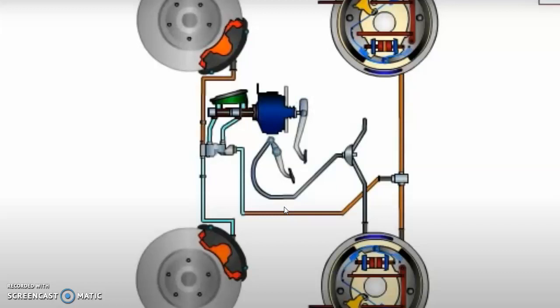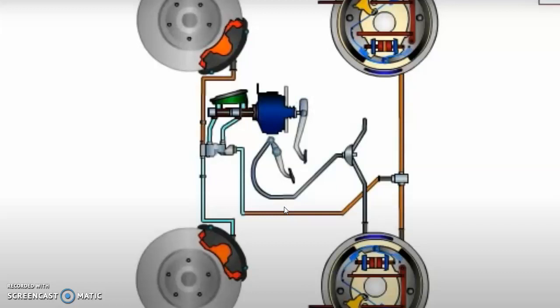As you see on the screen, it is the schematic diagram of a hydraulic braking system which is used in a car. The hydraulic braking system actually works on Pascal's law, and as far as the construction is concerned, the main components are two: one is the master cylinder and the other is the wheel cylinder, or slave cylinder.